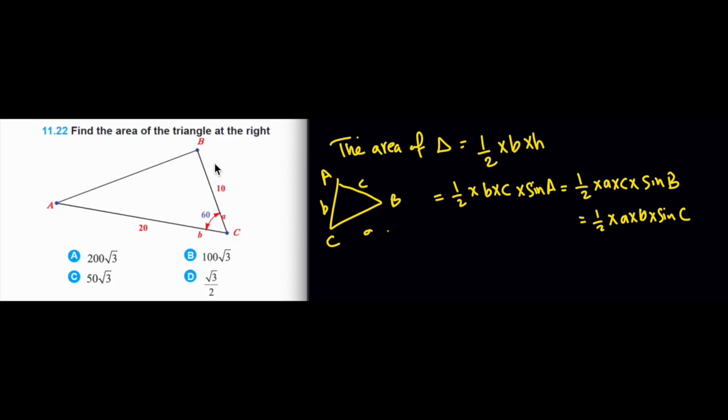In this triangle we have BC, which equals 10, and AC, which equals 20, and the included angle measures 60. So the area of the triangle equals half times 10 times 20 times sine 60. Half of 10 equals 5, times 20, times sine 60, which equals root 3 over 2. Also we can simplify, 20 divided by 2 equals 10. So the answer will be 5 times 10, which equals 50 root 3. So the answer is C.